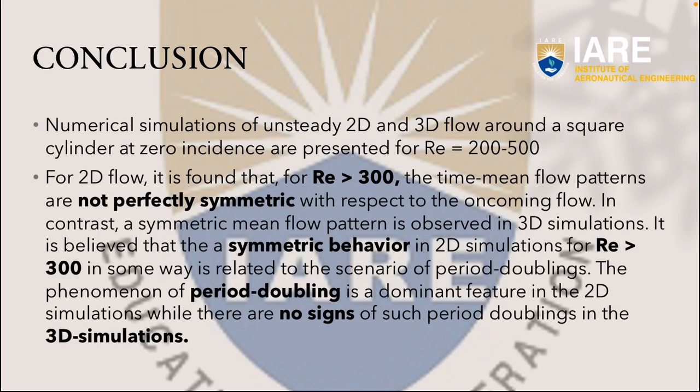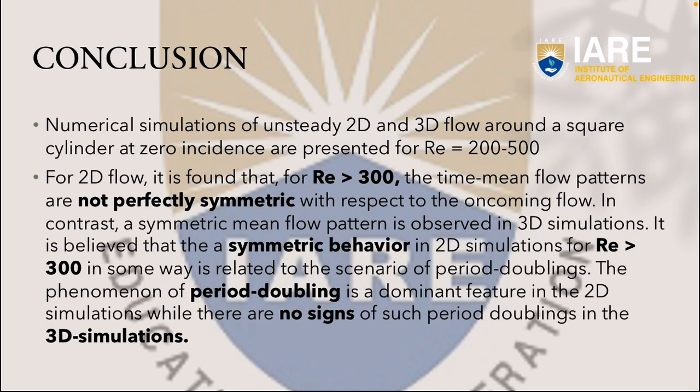Conclusion: numerical simulations of unsteady 2D and 3D flow around a square cylinder at zero incidence are presented for Reynolds numbers 200 to 500. For 2D flow, it is found that when the Reynolds number is greater than 300, the time mean flow patterns are not perfectly symmetric with respect to the oncoming flow. In contrast, a symmetric flow pattern is observed in the 3D simulation.